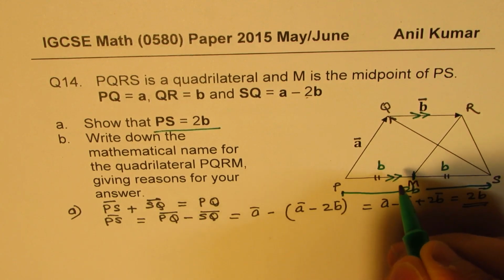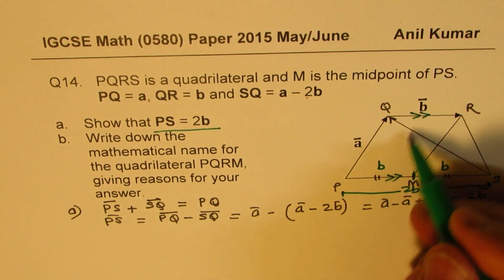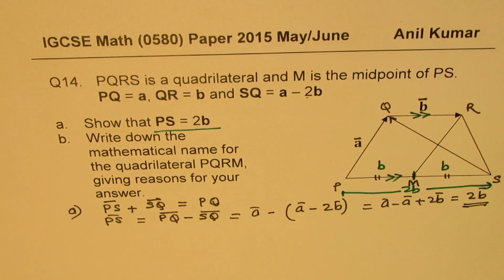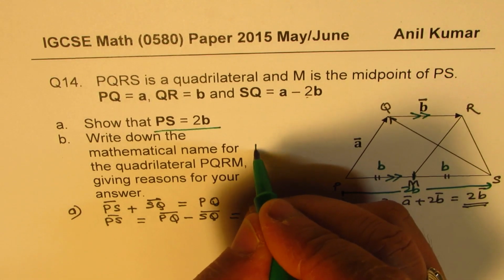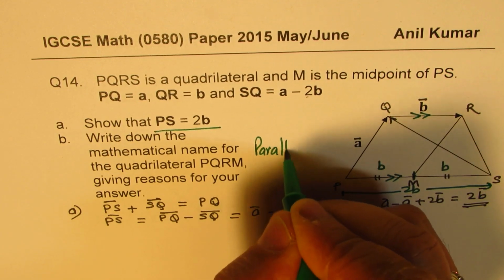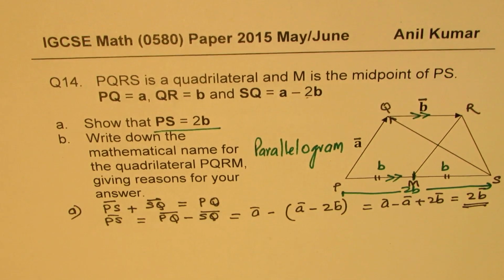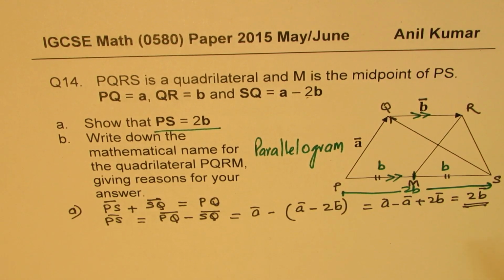from here to here, right? So half is B. Since we have opposite sides exactly the same, therefore we can conclude that it's a parallelogram. Does that make sense to you? So that is why it is a parallelogram, correct?